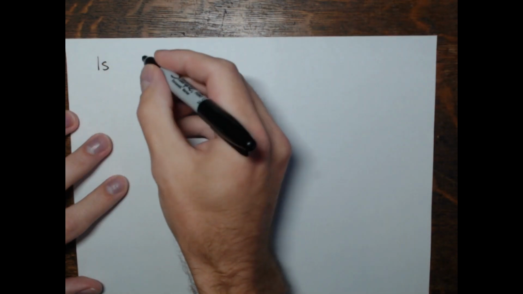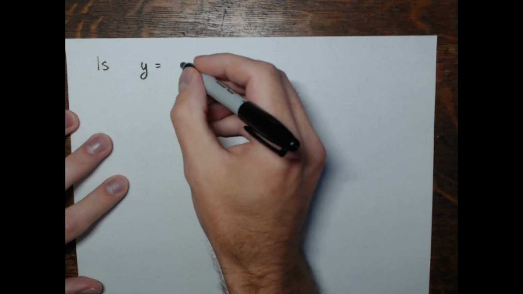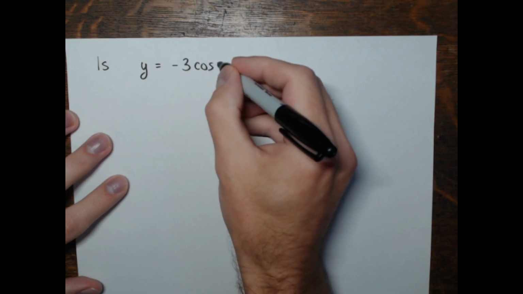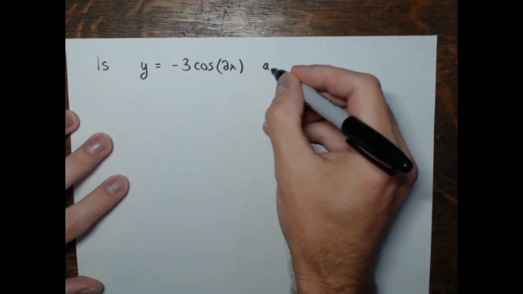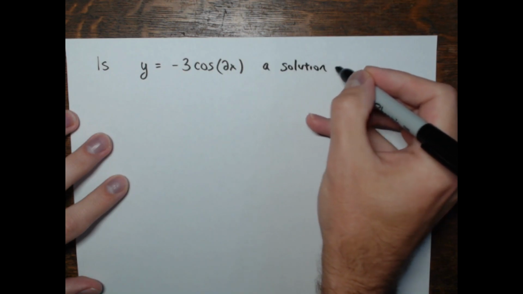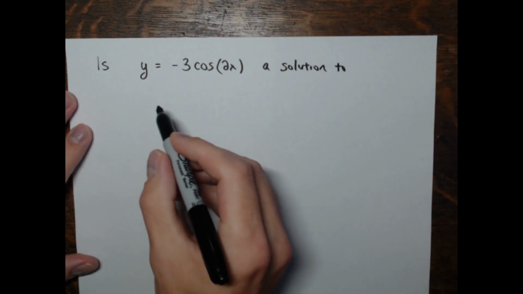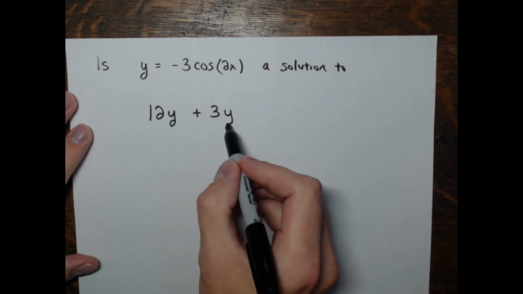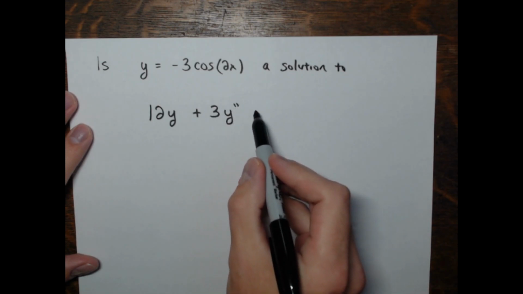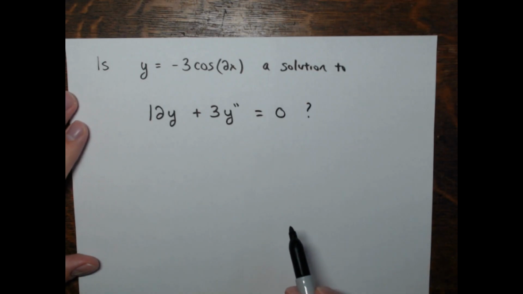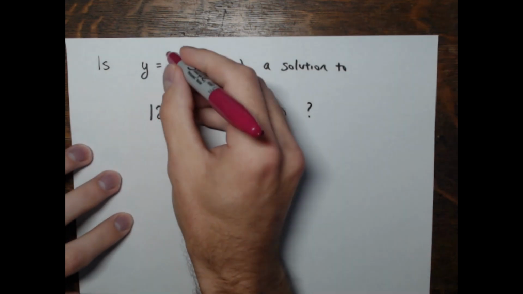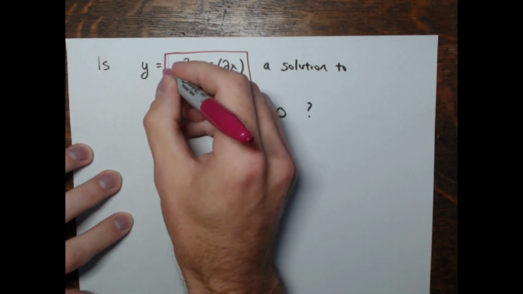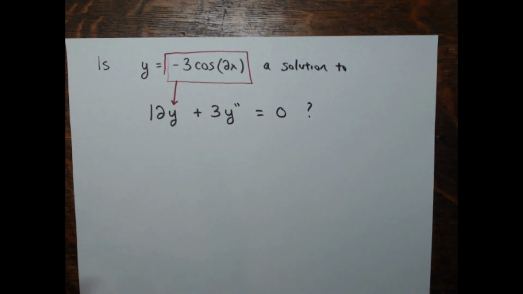So let's see. Is y equals -3 times the cosine of 2x a solution to the following differential equation: 12 times y plus 3 times y double prime, the second derivative, equals 0? All right, so I've already got y. There's this -3 times the cosine of 2x. That's going to go in for y. I need to fill in y double prime now.